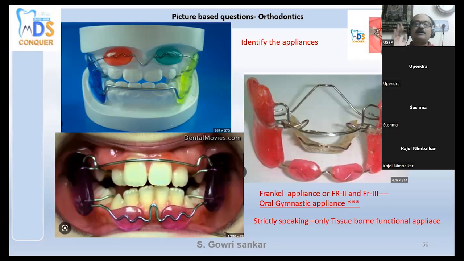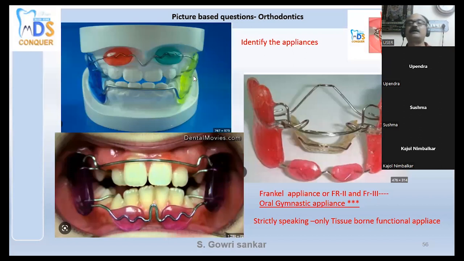Please always remember, all the functional appliances work in a class 2 situation where there is skeletal abnormality due to mandibular retrognathism and not due to maxillary prognathism. If maxillary prognathism is there in a class 2 condition, what appliance do you have to give? Orthopedic appliance. The common orthopedic appliance which you give is headgears, all types of headgears.